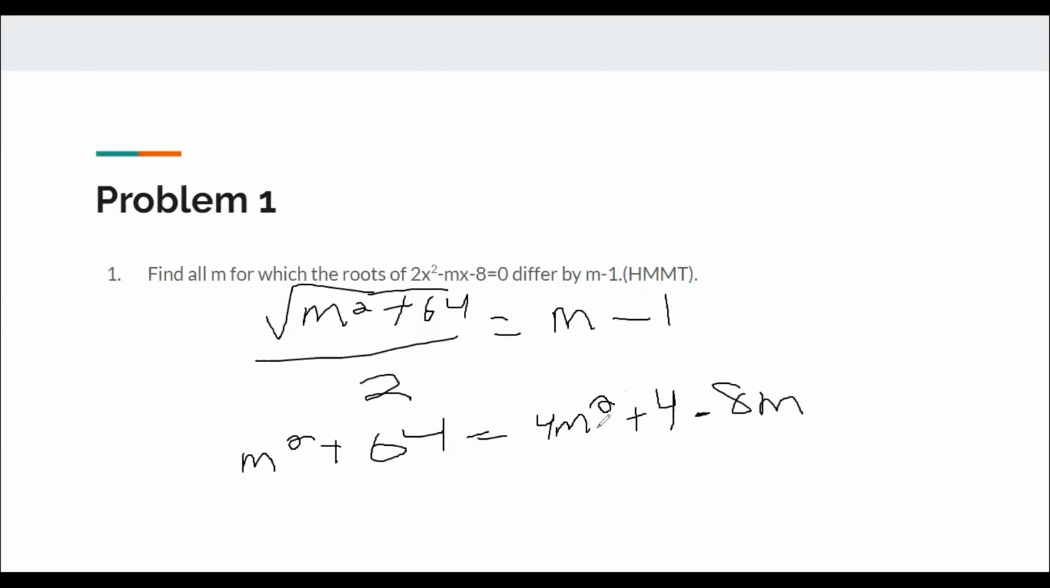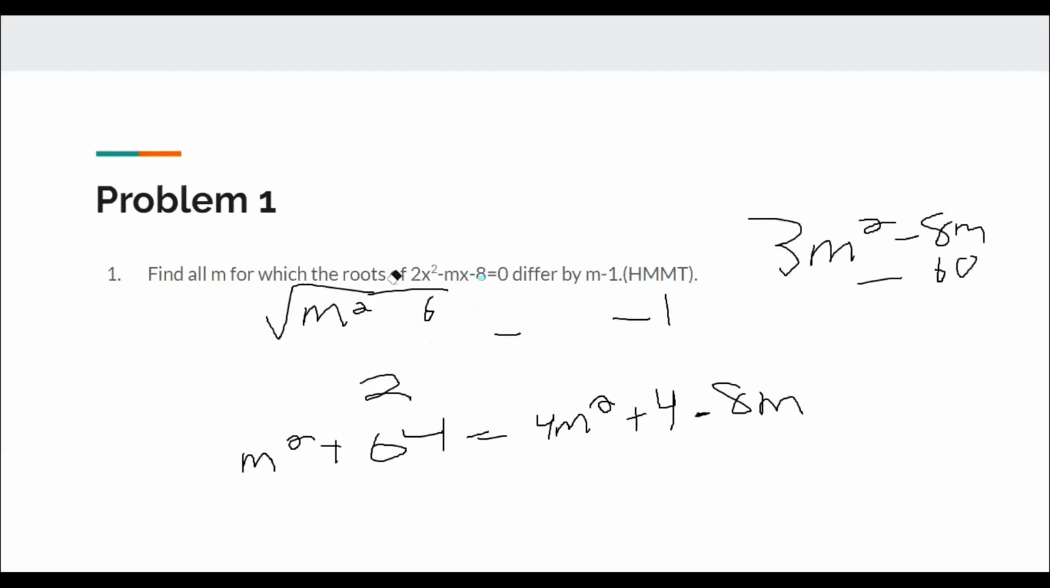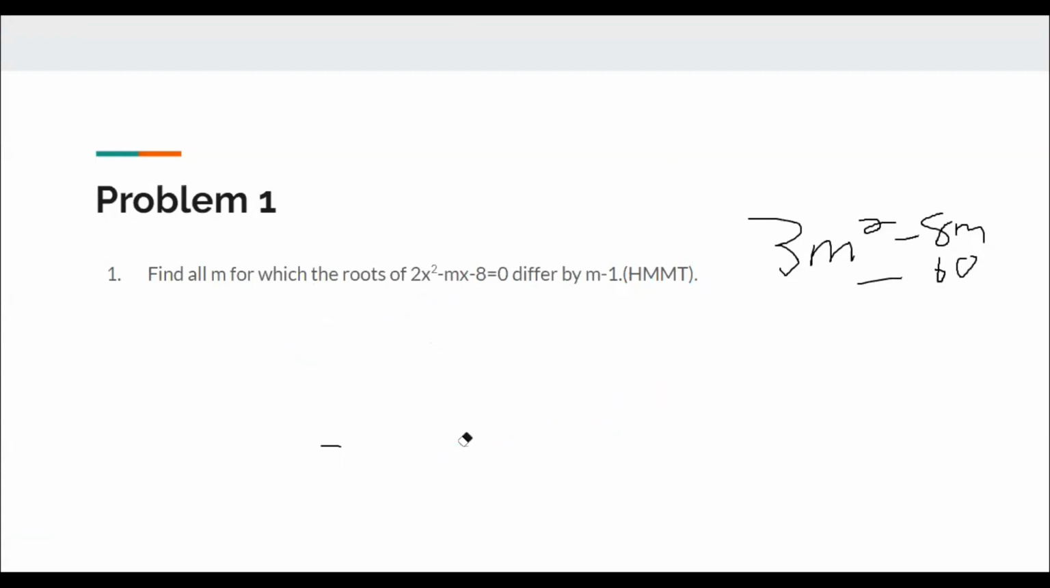Then you can simplify the terms. You're going to get 3m squared minus 8m minus 60. And then you can use the quadratic formula, or you can factor it, I'm pretty sure. I'm just going to use the quadratic formula to show it off.